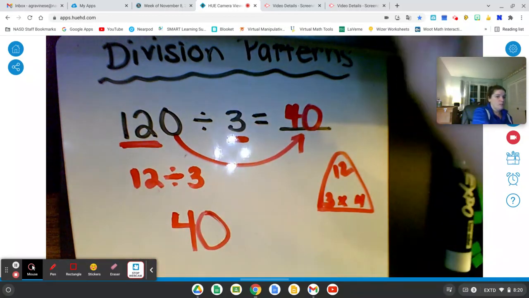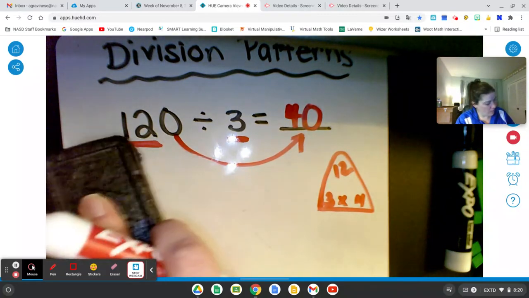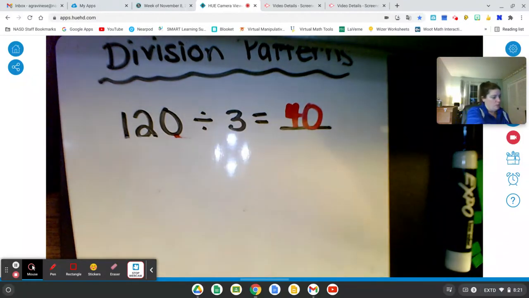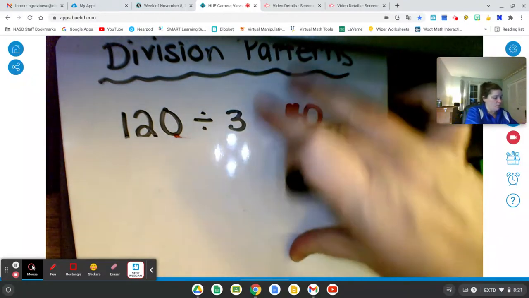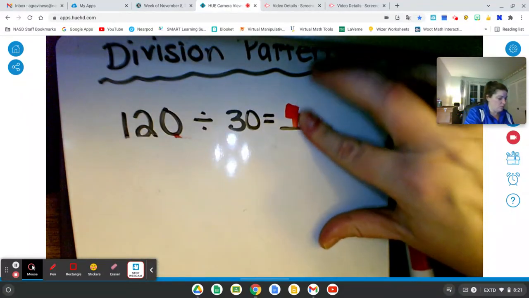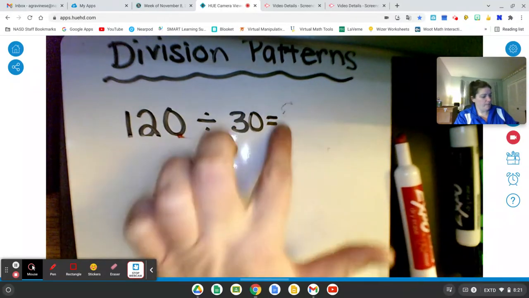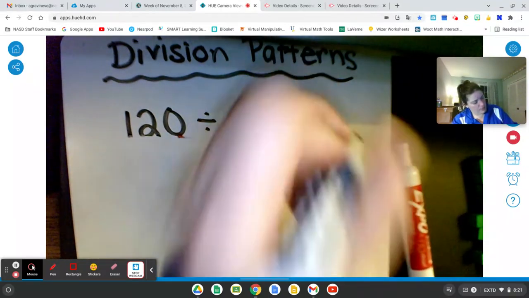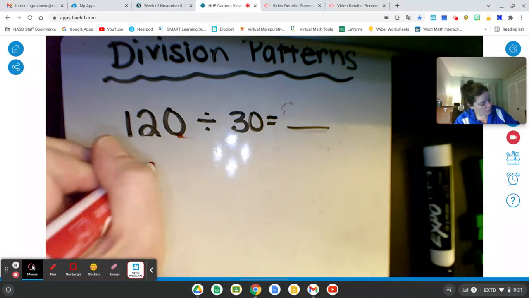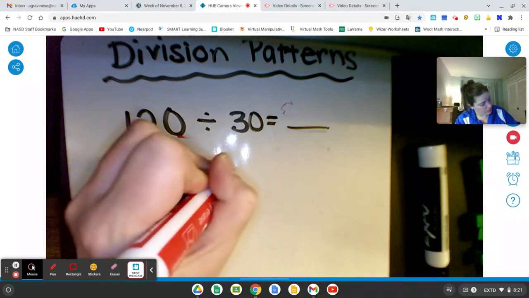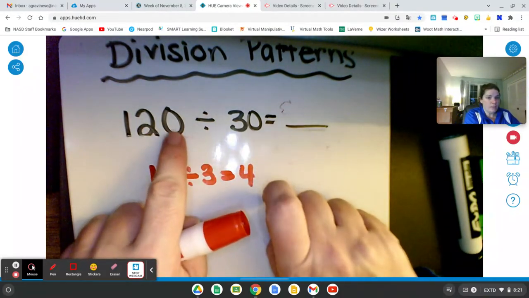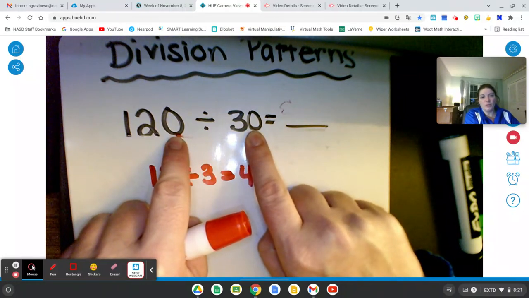Okay? But let's see what happens if I keep this similar problem. Okay, I'm still going to keep all of that, but I am going to do this. Okay? So I kept my basic fact the same. I still have the 12 and the 3. So I'm still going to use 12 divided by 3 equals 4 for my basic fact. But now I have a 0 in my dividend and I have one in my divisor.